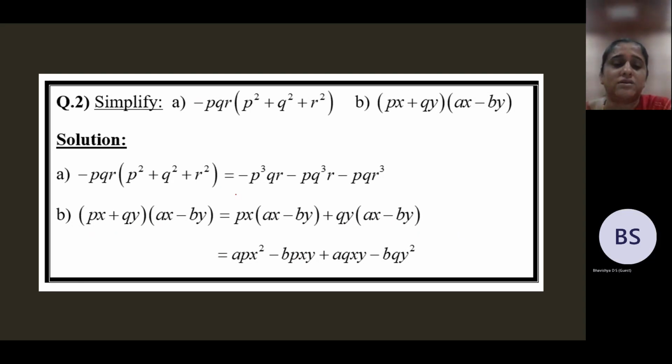Next, px into ax is a p x square. I'm just writing the letters in order. Then px into minus by is minus bp xy. Then plus qy into ax is plus a q xy. Plus qy into minus by: plus into minus is minus b q y square. This is the product. And we cannot simplify further because there are no like terms. This is the final answer.